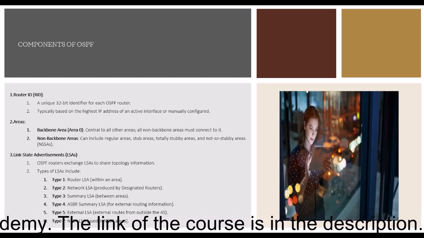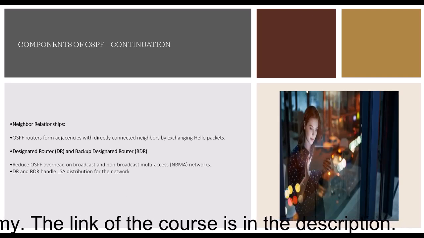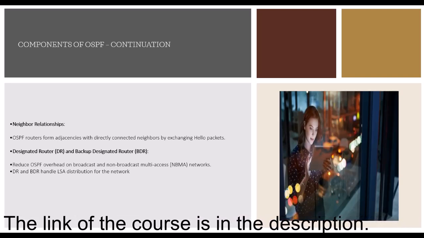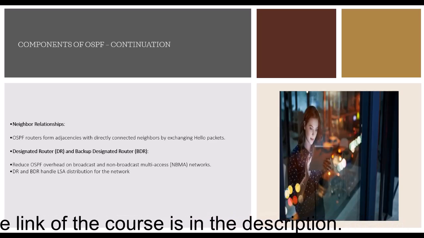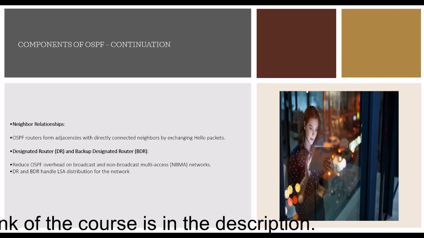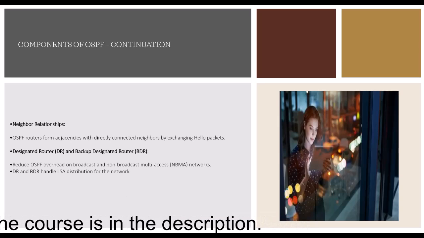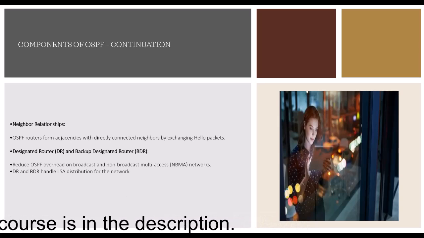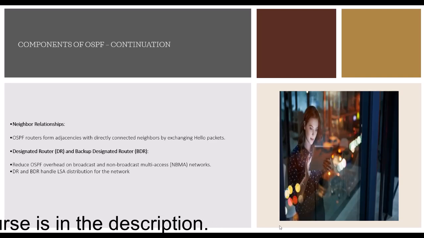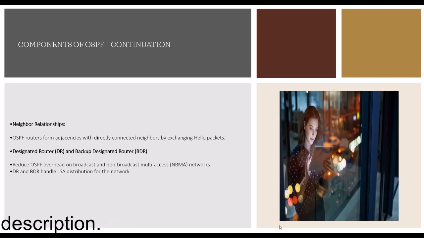Now let's continue with the components of OSPF. The other main component is the neighbor relationship. OSPF routers form adjacency with directly connected neighbors by exchanging hello packets. Designated routers and backup designated routers reduce OSPF overhead on broadcast and non-broadcast multi-access networks. DR and BDR handle the LSA distribution for the network.